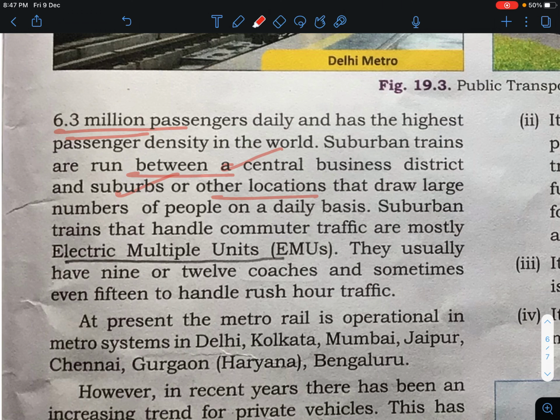Suburban trains that handle commuter traffic are mostly electric multiple units, or EMU. They usually have 9 or 12 coaches and sometimes even 15 to handle rush hour traffic. In general, a local train has 9 to 12 coaches and sometimes 15.